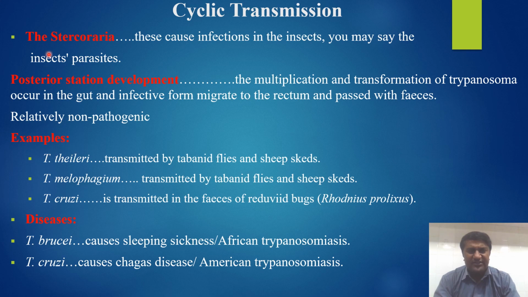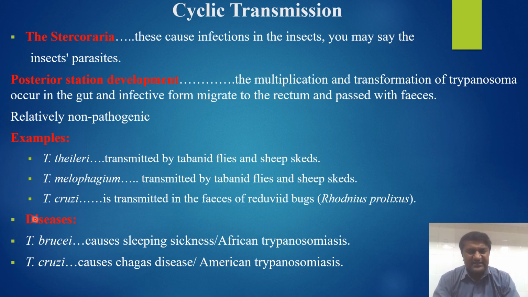Examples of the stercorarian: Trypanosoma theileri, transmitted by tabanid flies, and Trypanosoma melophagium, transmitted by sheep keds, and Trypanosoma cruzi. It is very important. It is transmitted in the feces of reduviid bugs, scientific name Rhodnius prolixus.